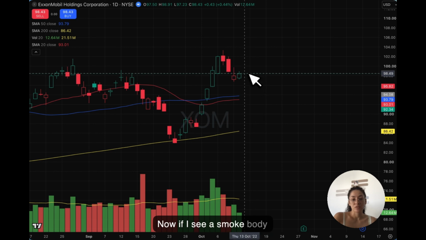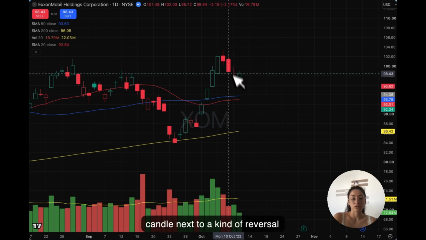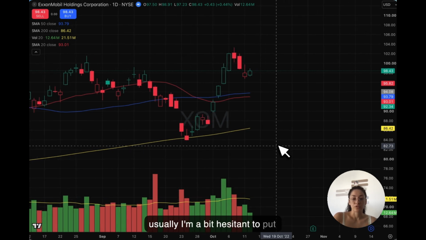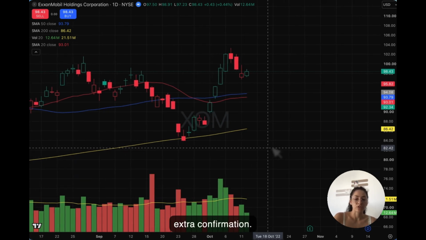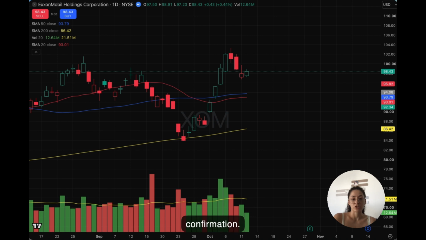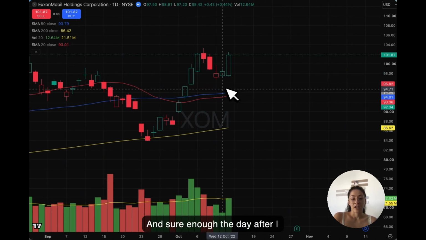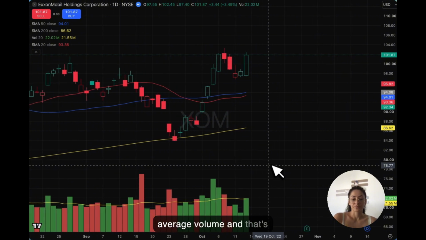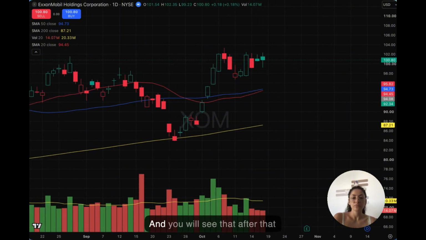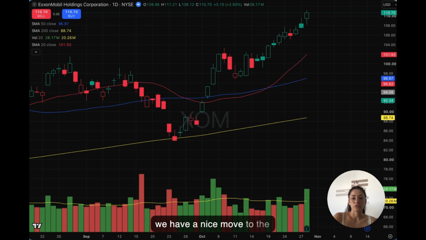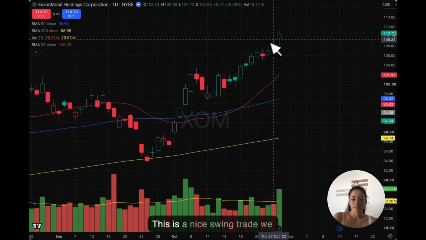Now, if I see a small body candle next to a kind of reversal candle with lower volume, usually I'm a bit hesitant to put on the trade because I want extra confirmation. It doesn't matter if I miss the trade, but the important thing is that I am safe and I can trade another day. So I wait for my confirmation. And sure enough, the day after I have it. Big body candle, above average volume, and that's where I enter. And you will see that after that, we have a nice move to the upside. This is a nice swing trade.